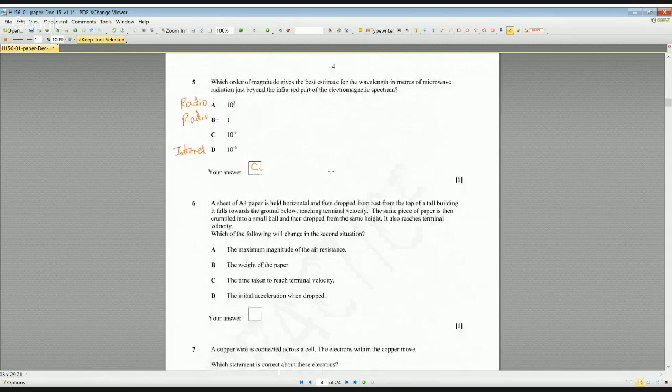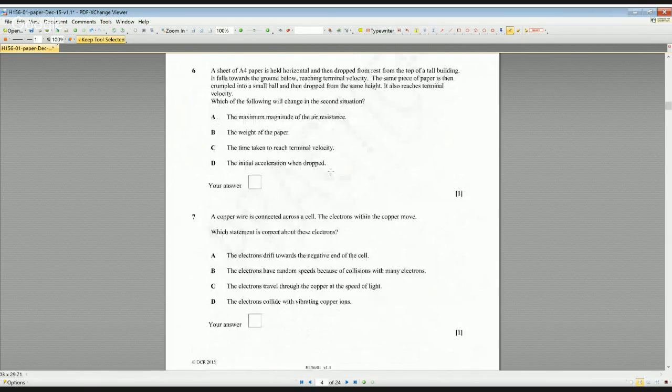Question number 6, we've got a sheet of A4 paper held horizontally and dropped from rest at the top of a tall building. It falls towards the ground below, reaching terminal velocity on the way. The same piece of paper is crumpled into a small ball and dropped from the same height. It also reaches terminal velocity. Which of the following will change in the second situation?